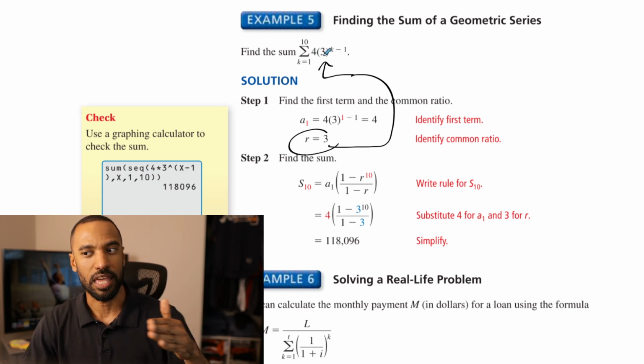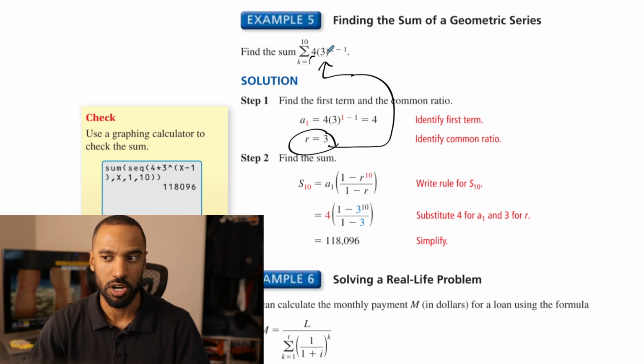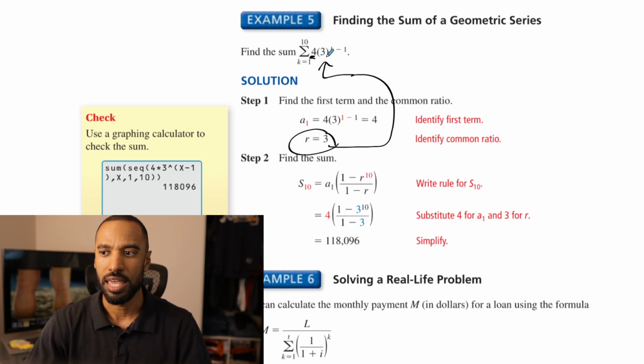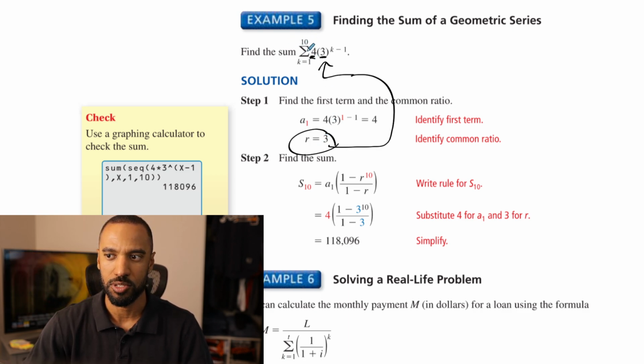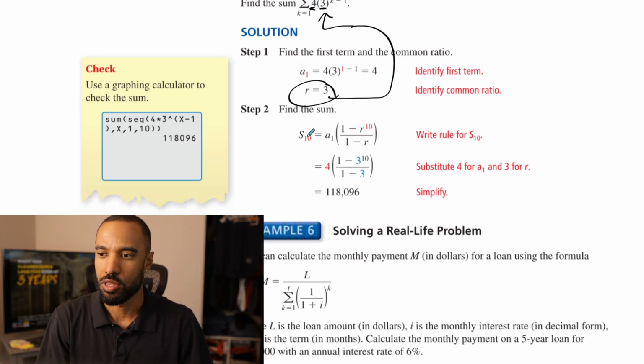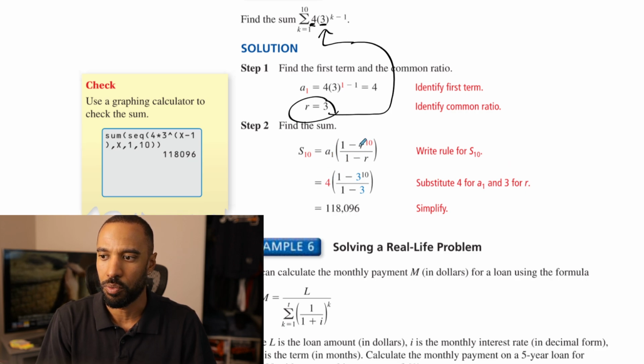You need to note what that formula's appearance looks like to pull out the information that we need. This is your first term, given it's to the k minus 1 power, and this is your common ratio here. First term 4, common ratio 3, number of terms 10. So that's n. So the sum of the first 10 terms: substitute 4 for your first term, 3 for your common ratio, and 10 for your number of terms.